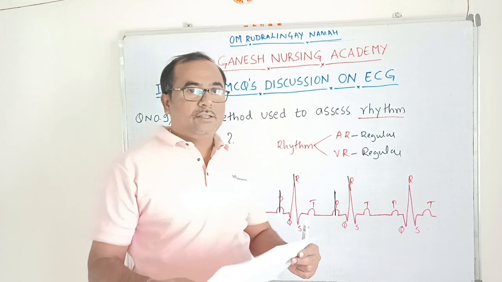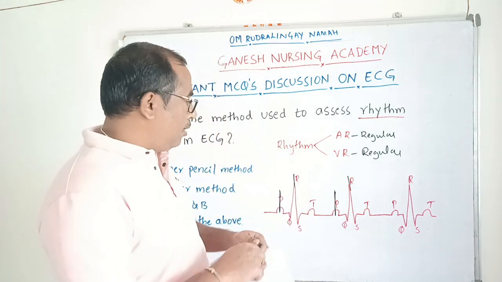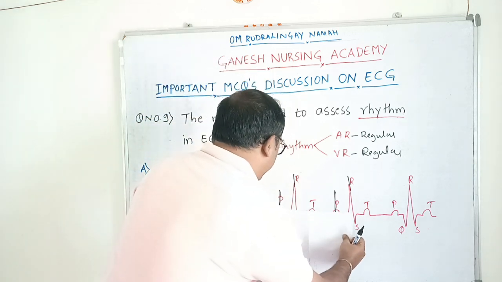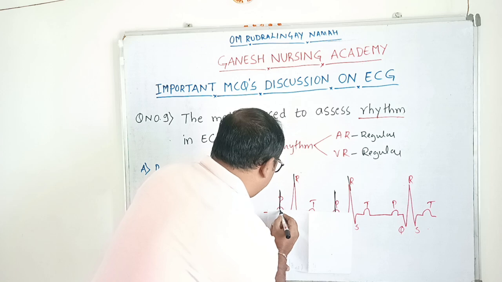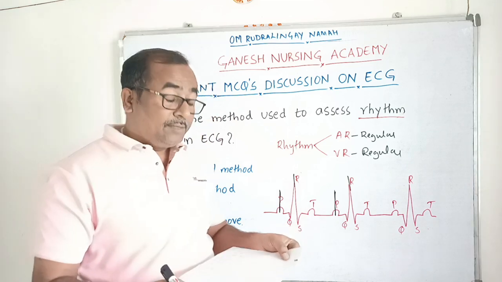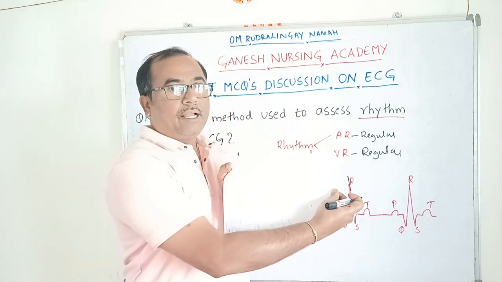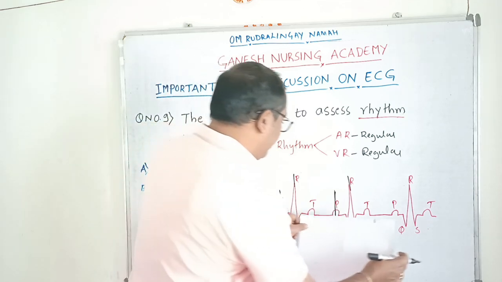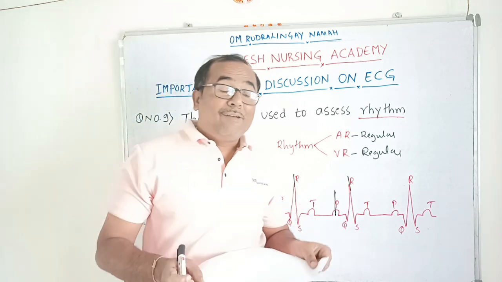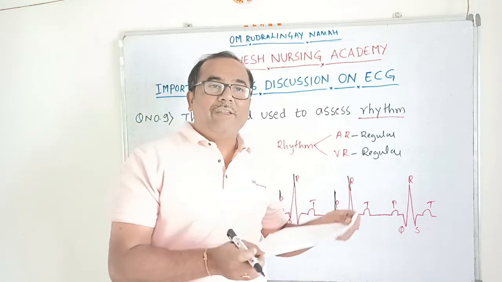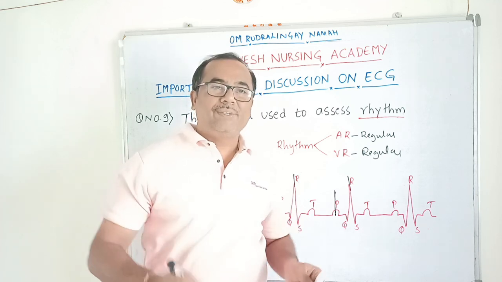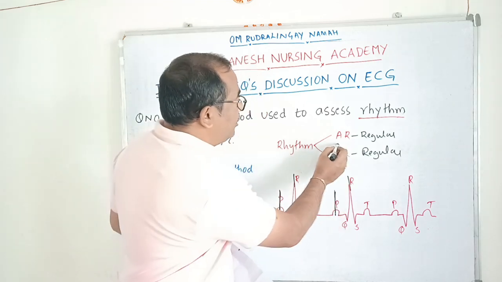So what is the paper pencil method? We have to take a piece of paper and mark two P waves. Wherever the P wave is, here is a P wave, I will mark here, and here also a P wave, I will mark here. So I have measured the distance between two consecutive P waves. After this, I will move this marked paper along the ECG strip and measure the distance between two consecutive P waves everywhere. If the distance between two consecutive P waves is equal, then the atrial rhythm is said to be regular.